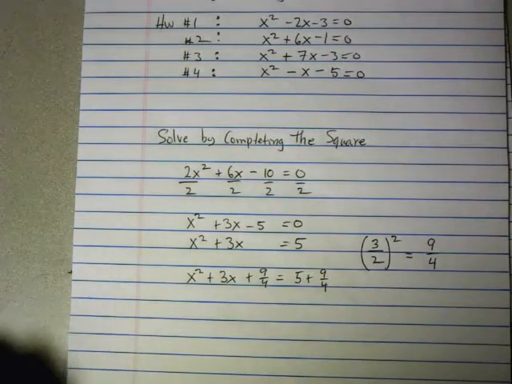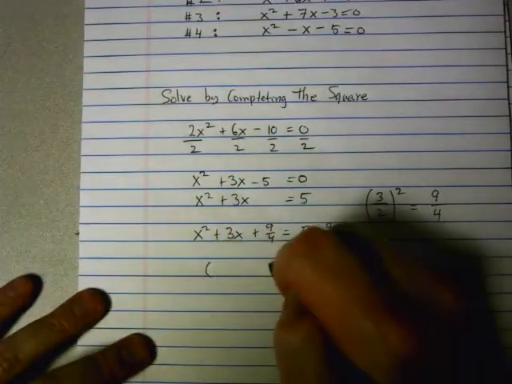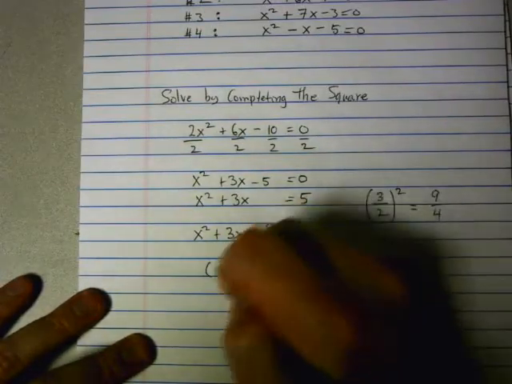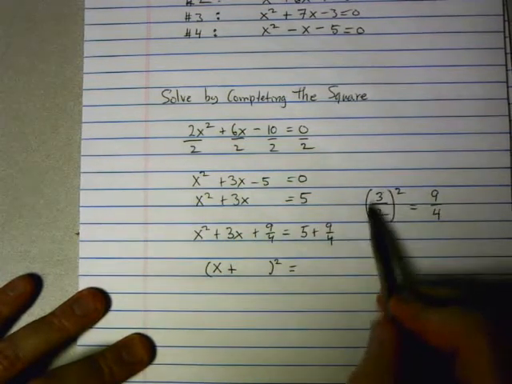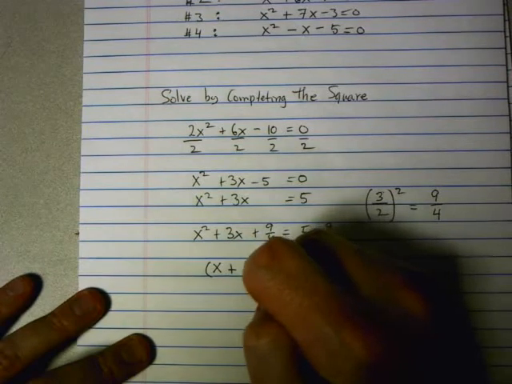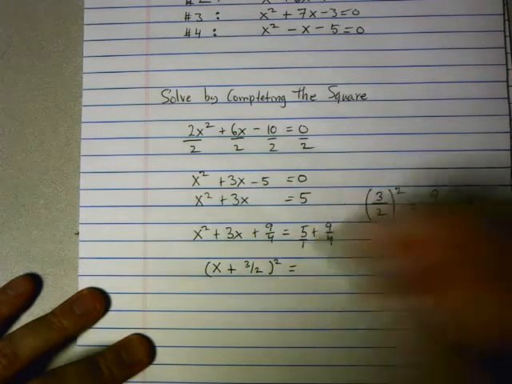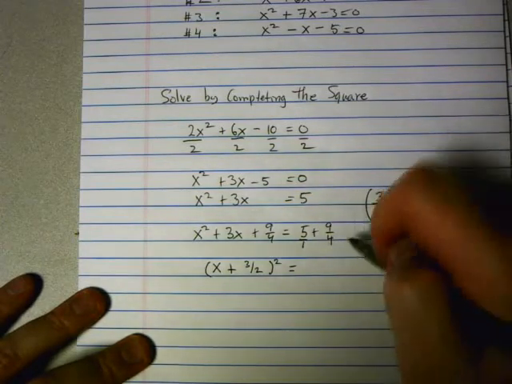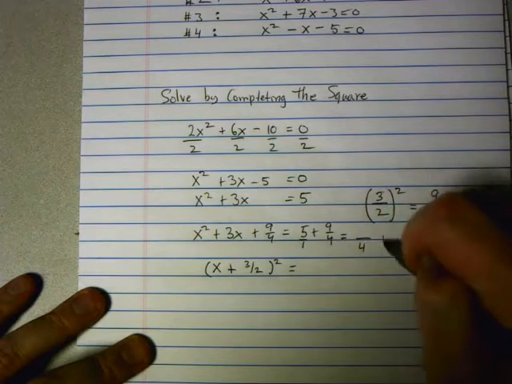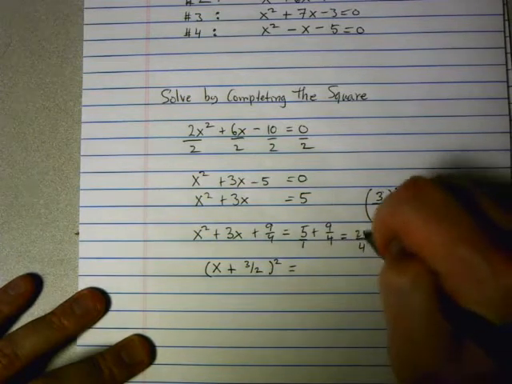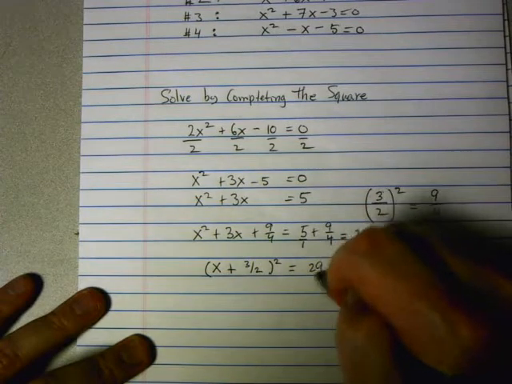Now, once again, this left-hand side should factor as a perfect square. It's going to be x plus, and once again, it's always this number that you had right before you did the squaring, 3/2. And over here, I'm going to think of 5 as being 5 over 1, and then I'm going to get a common denominator. So the common denominator is going to be 4, which means that becomes a 20. I've got to multiply top and bottom by 4. So that becomes 29 over 4 there.